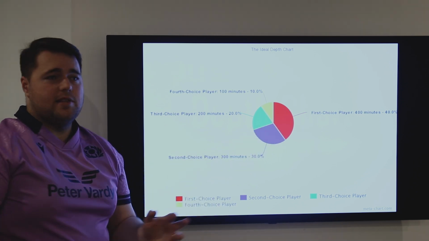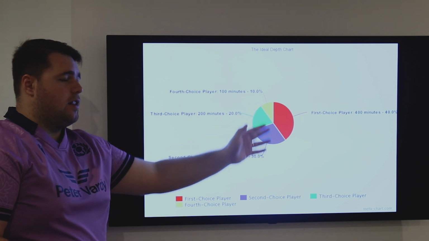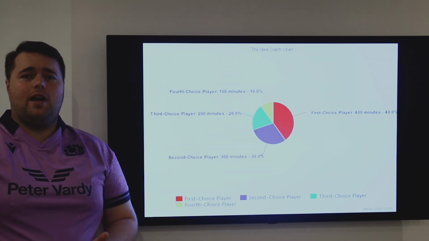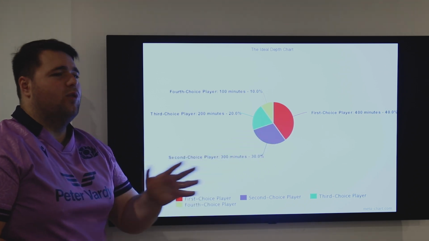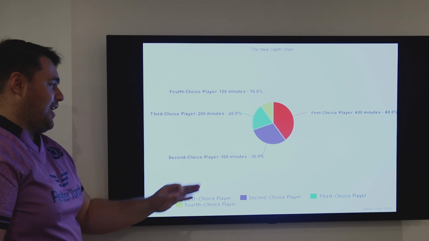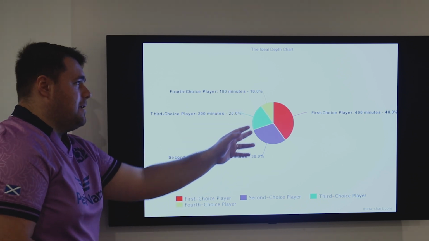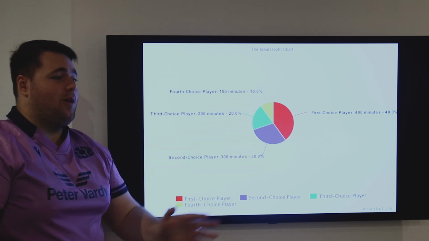The first choice players are always going to be in red, the second in blue, third in green, and the fourth in yellow. In the ideal world, you've got four solid players all carrying a decent portion of the minutes, with the first choice guy getting about 40% of this 1,000-minute chart, the second guy getting about 30%, third choice getting about 20%, and the fourth choice player getting about a 10% share of this chart.